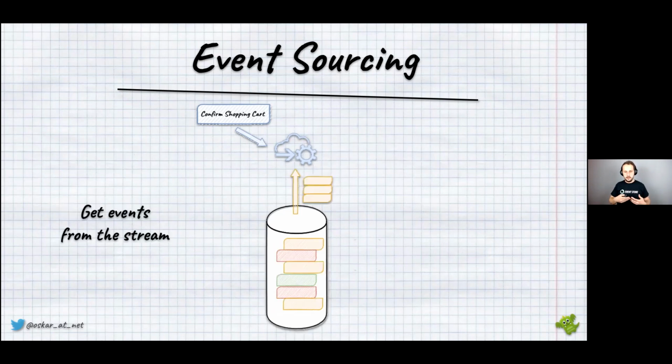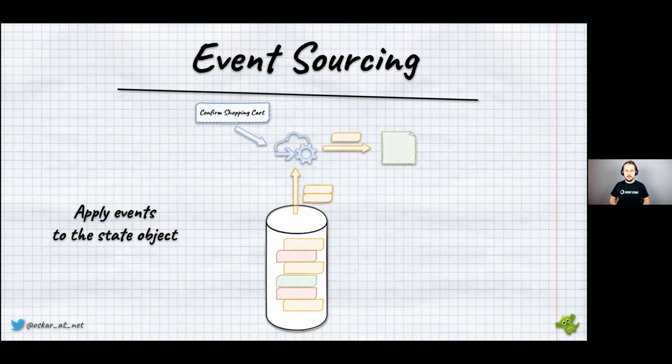After the service got this request, it loads all of the events, so the whole history for the specific entity, and it applies those events one by one. After applying them, it creates the local representation of the state, usually in memory. And after that, the business logic runs precisely the same way as in a classical approach.